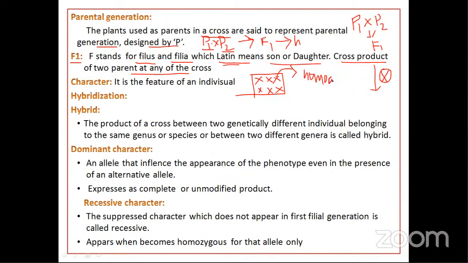Homogeneous means you will see how the plant is looking. Phenotypic condition. Exactly, phenotypically. Then homozygous or heterozygous, that is genotypically you will be telling.